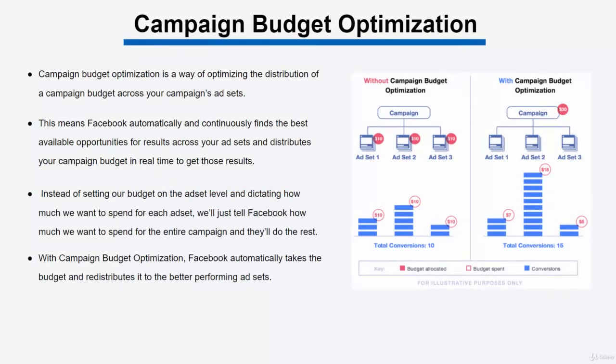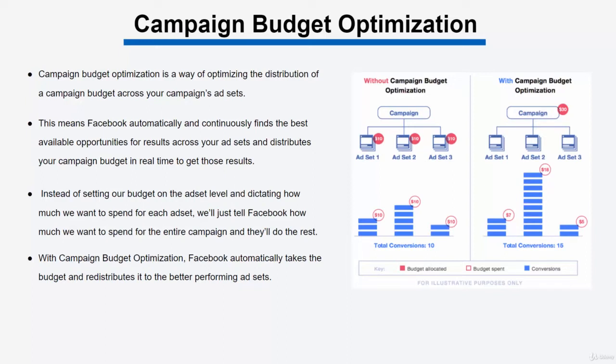The Facebook campaign budget optimization is where we are distributing the budget across the campaign and not the individual audience or targeting ad sets, right? That's where we typically set the budget in the ad set area when we're targeting our specific audience, the interest. So with setting the budget at the campaign level, this allows Facebook to automatically and continuously find the best available opportunities for results across your ad sets and then distribute your campaign budget in real time to those that are getting the best results.